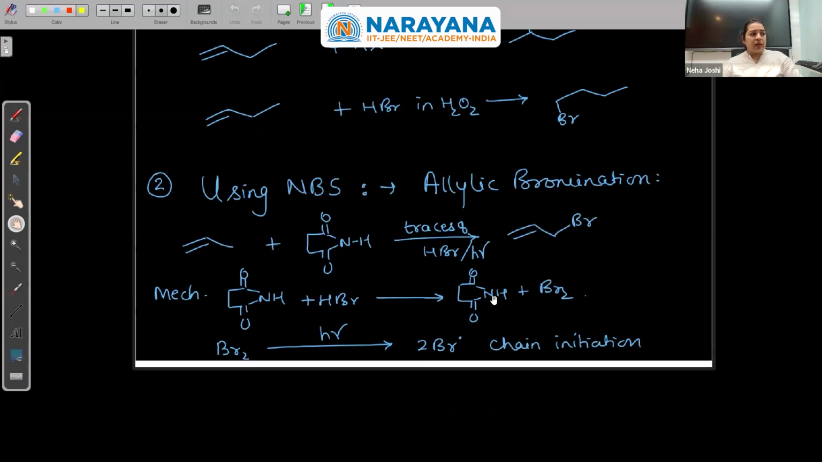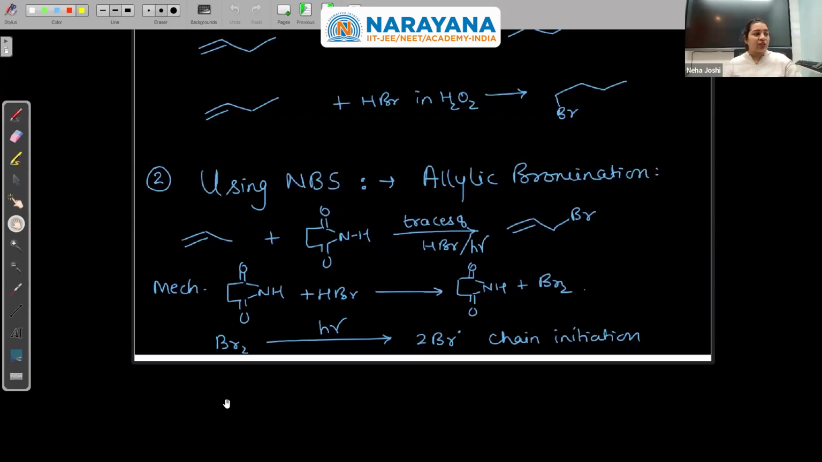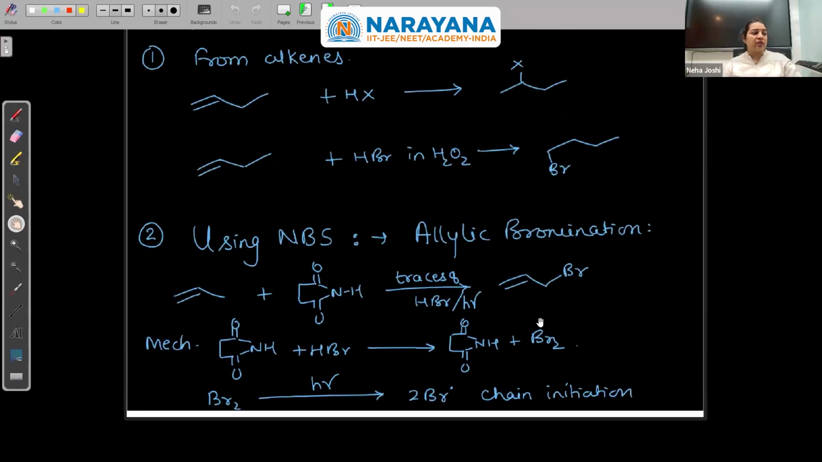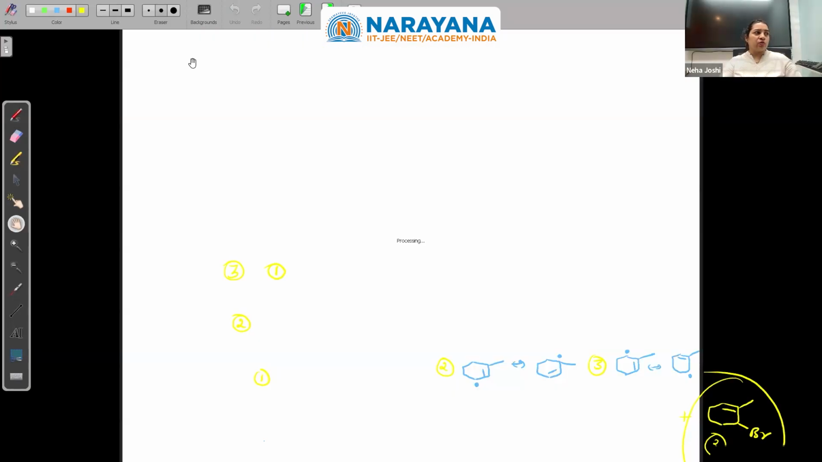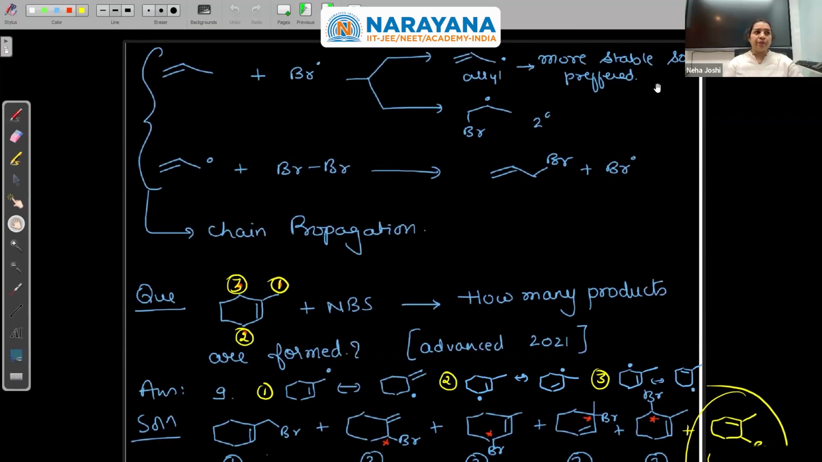Now, mechanism: what is the purpose of NBS? Last week we have done it. It functions as a continuous and gradual source of bromine. Bromine keeps coming and it breaks like this into 2Br dot, chain initiation takes place. So this bromine allyl is more stable, so it is preferred.